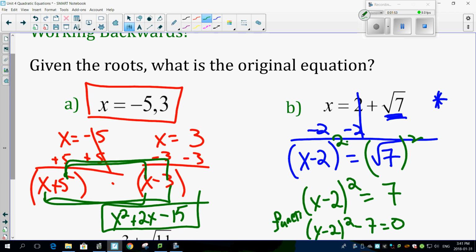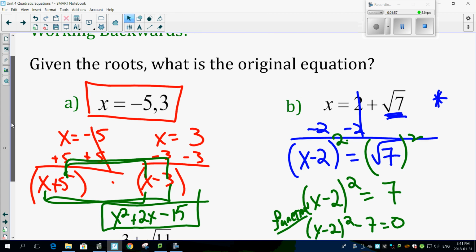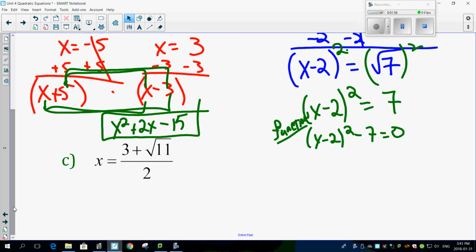Oh, yes, putting the fun back in function. Okay? Now, how would you do a mess that looks like this guy?